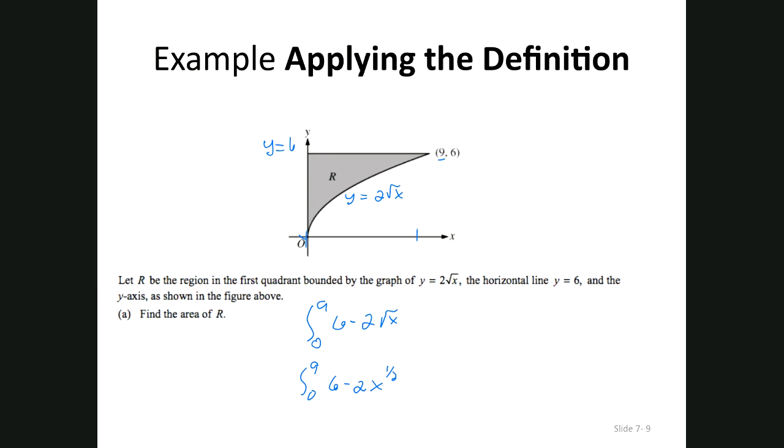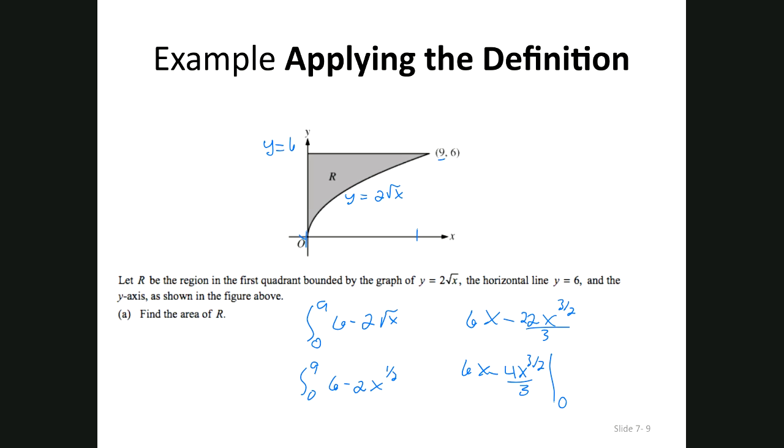And I'm gonna work it out over here. Integral of, so that's going to be 6x minus, well, the integral of this, we're going to add 1, so that's going to be 2x to the 3/2 over 3/2, which is really times 2/3. So this is going to be 6x minus 4x to the 3/2 over 3. Now this is where I'm going from 0 to 9.